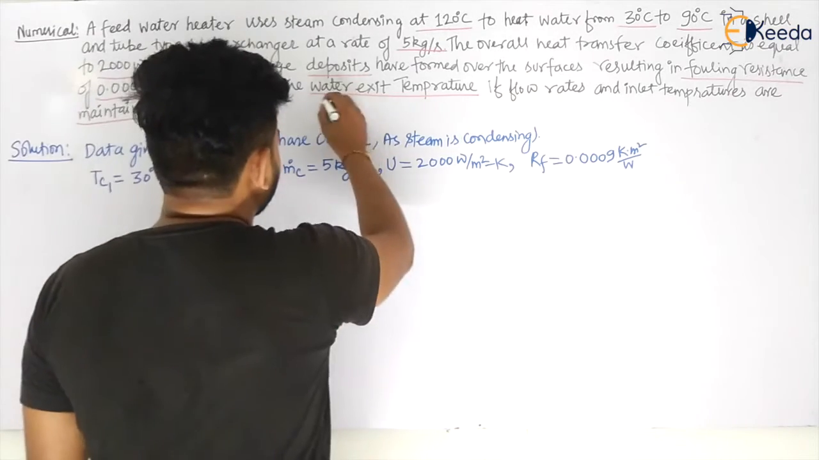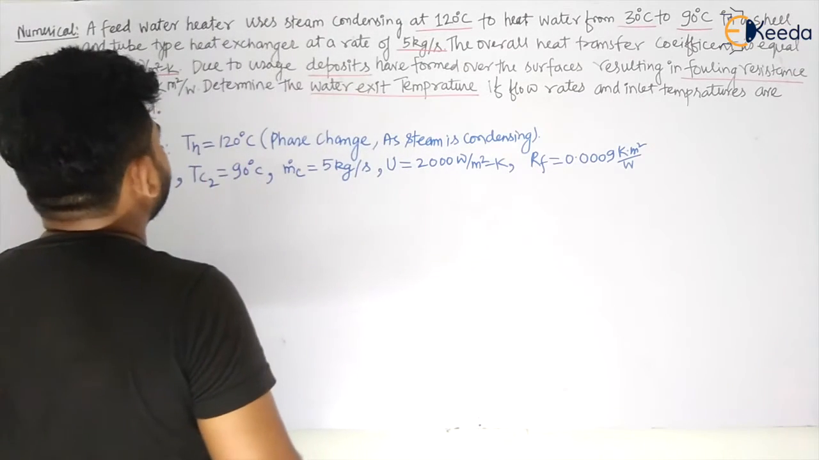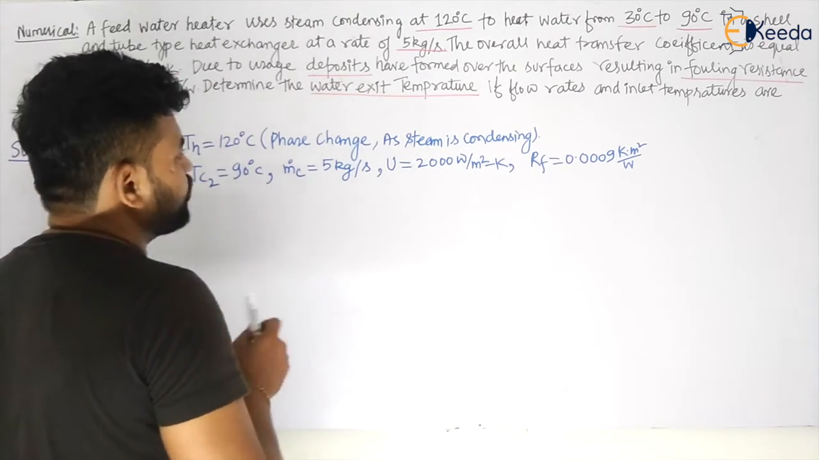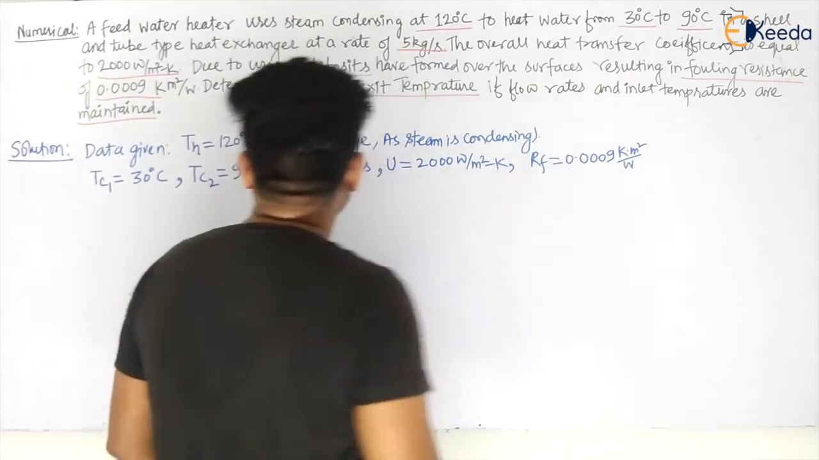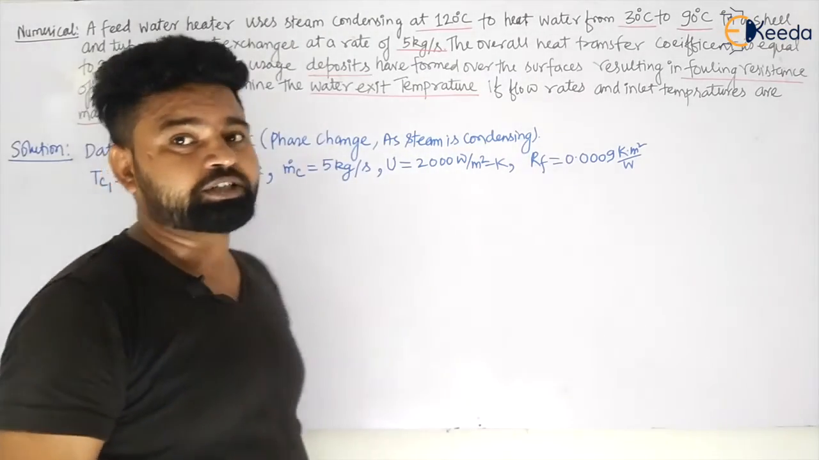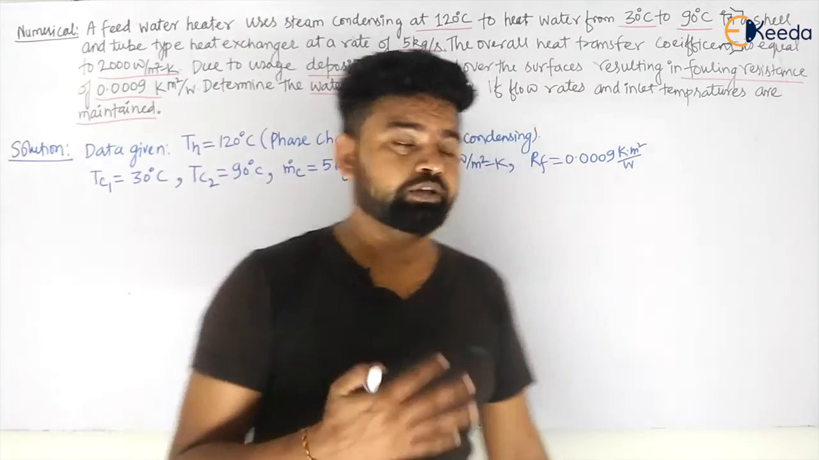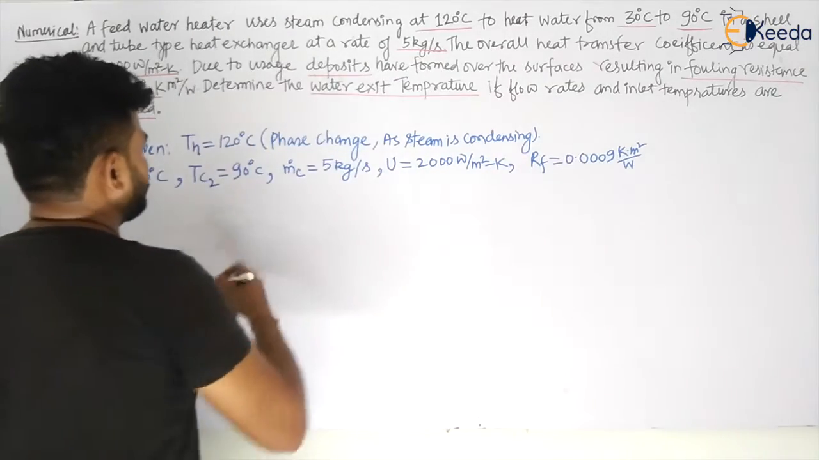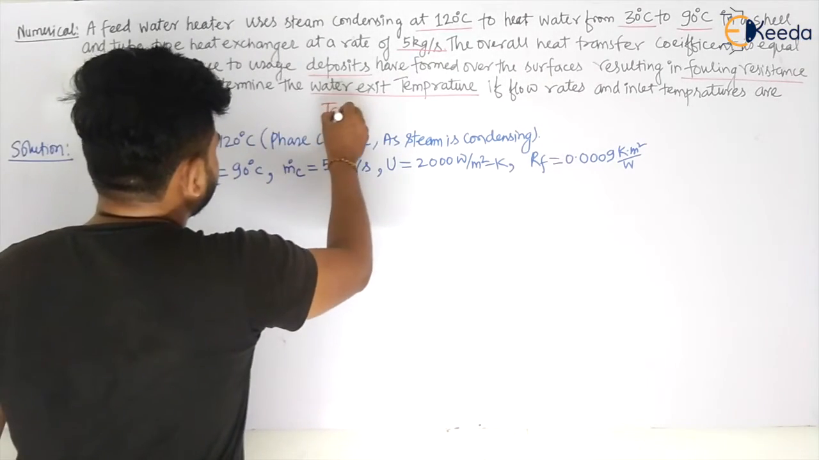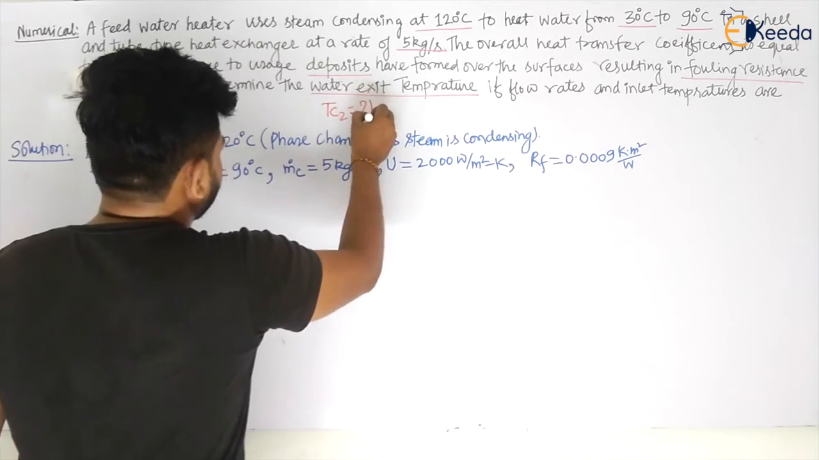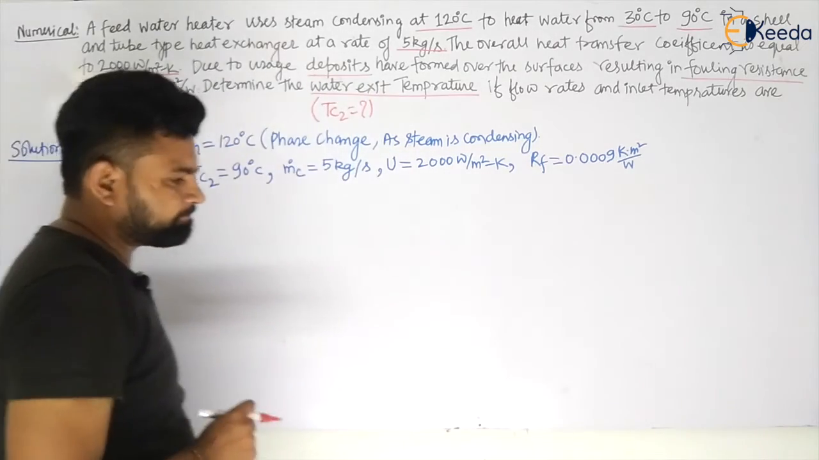So he is asking about the exit. Determine the water exit temperature if flow rates and inlet temperatures are maintained, due to fouling, my dear students. So he is asking about the outlet temperature of the water.